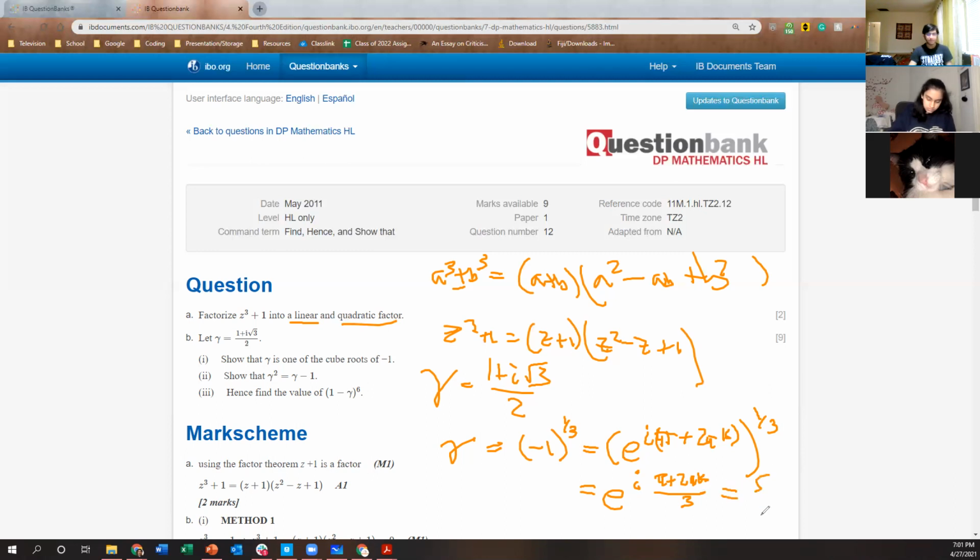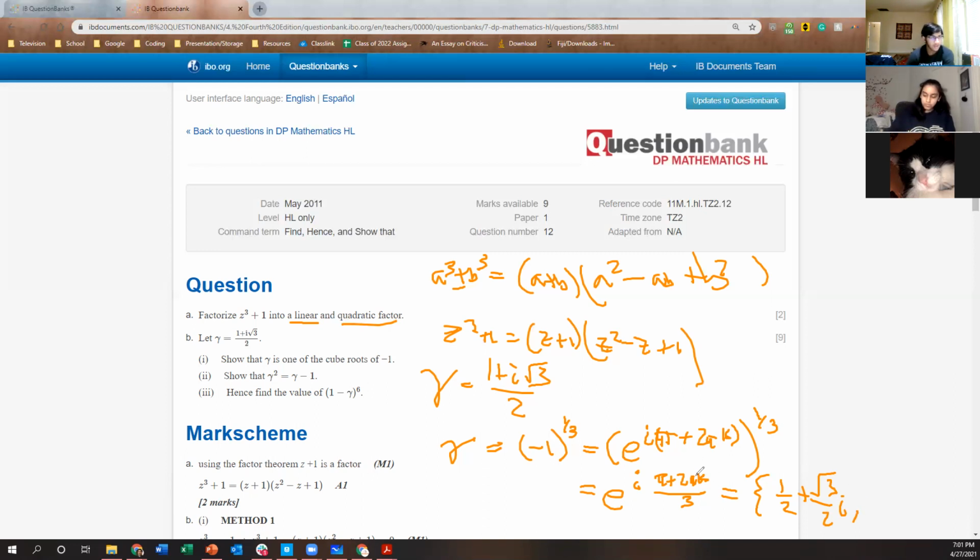The first solution you're going to get, if you plug in 0 for k, is e to the i pi over 3. What's e to the i pi over 3? Cos of pi over 3 is 1/2. Then sine of pi over 3 is √3 over 2. It's going to be 1/2 plus √3 on 2 i. And that actually gives us gamma right there. But just for the sake of the problem, I'm going to solve the other two.